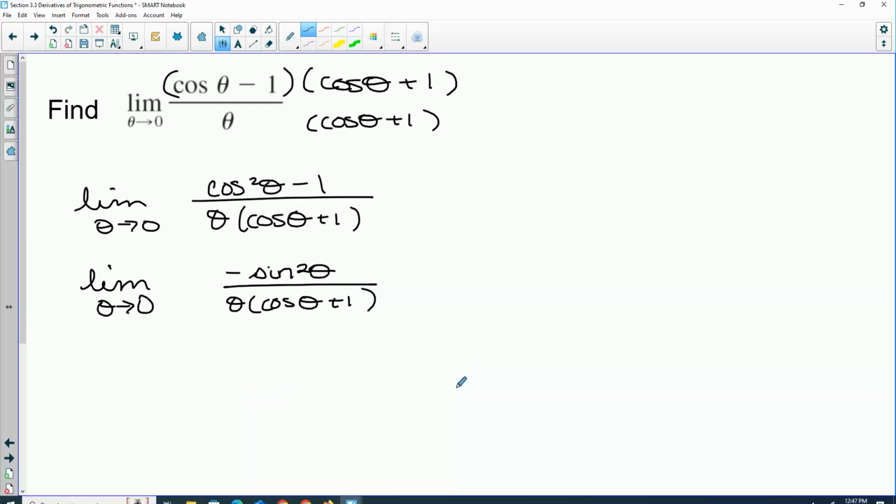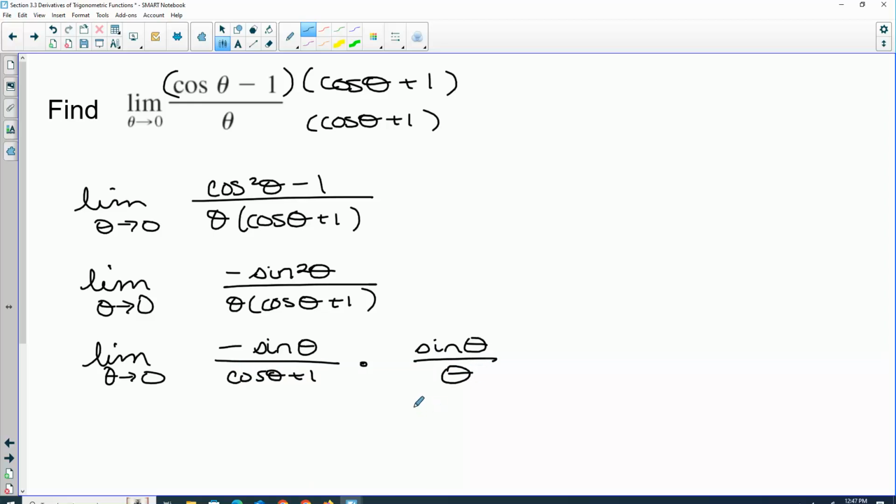Can I plug in 0 yet? Nope. But we have things being multiplied together, right? On the top I have a negative sine squared. So can we agree that means you have negative sine times sine? Is that equivalent to negative sine squared? On the bottom, I have a theta times a cosine theta plus 1. Could I put cosine theta plus 1 with this one and theta with this one? If I multiply these fractions, are they what we started with?